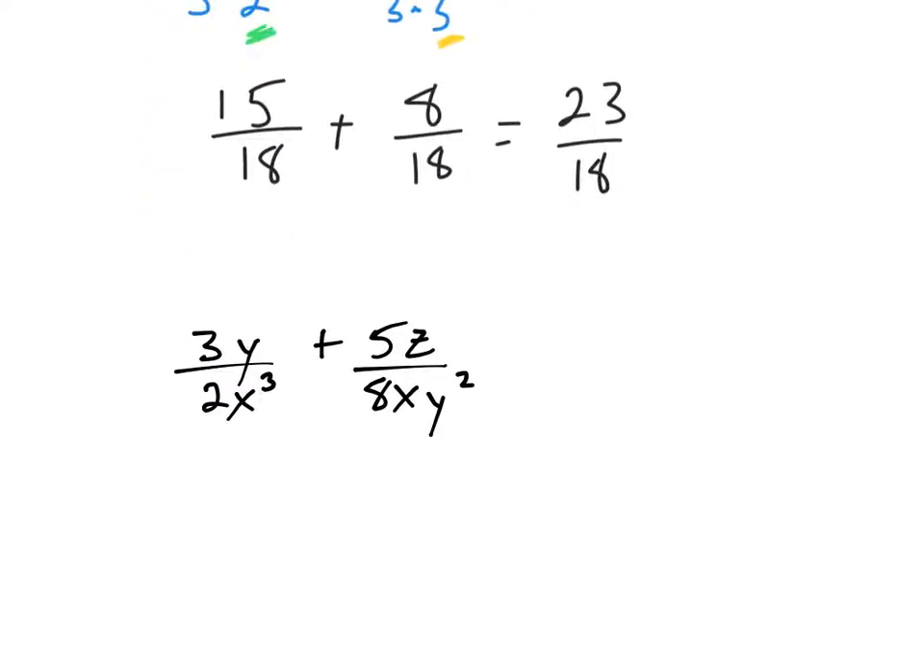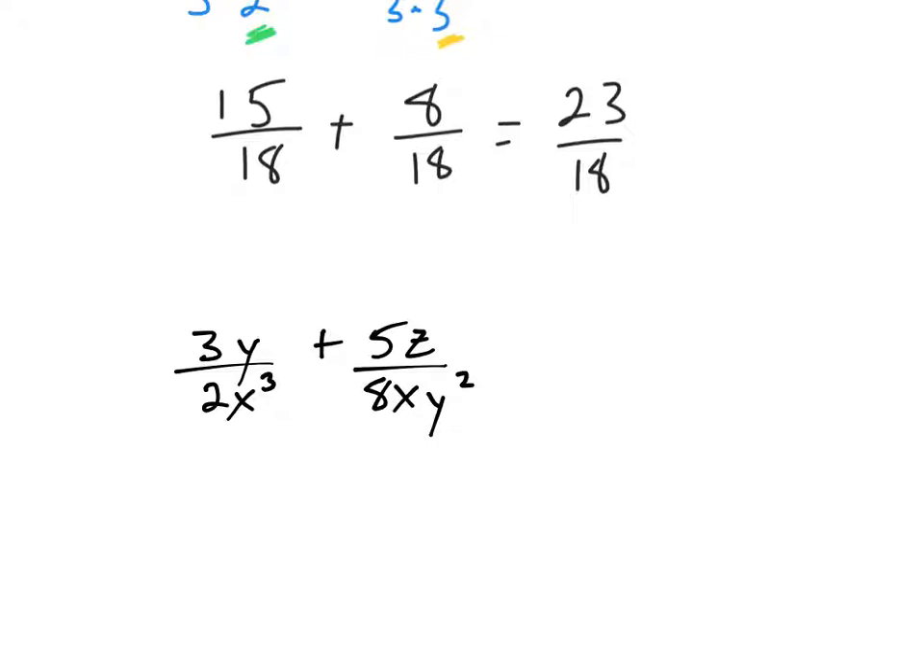Let's do 3y divided by 2x cubed, and then we're going to add 5z over 8x y squared. Okay, so again, I'm going to kind of run through my denominators, and I need to figure out what's missing and what needs to be added to each denominator.